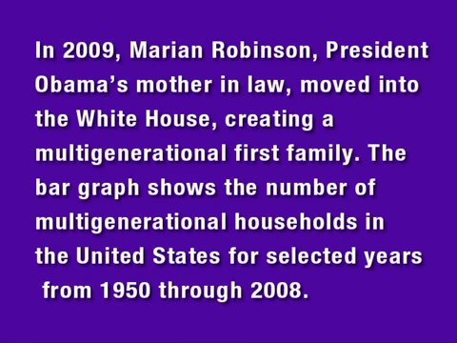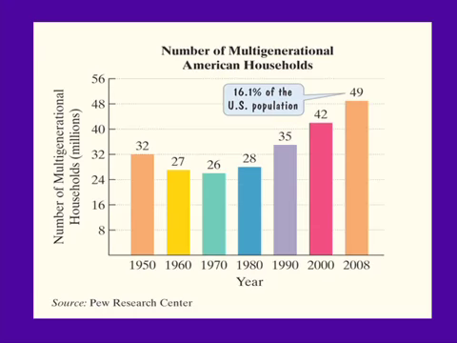In 2009, Marion Robinson, President Obama's mother-in-law, moved into the White House, creating a multi-generational first family. The bar graph shows the number of multi-generational households in the United States for selected years from 1950 through 2008. So notice that we have the year along the horizontal axis, and along the vertical axis we're looking at the number of multi-generational households in millions.